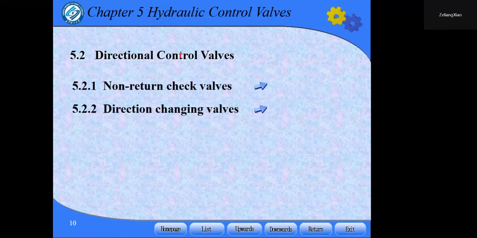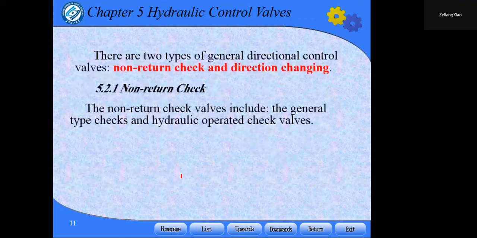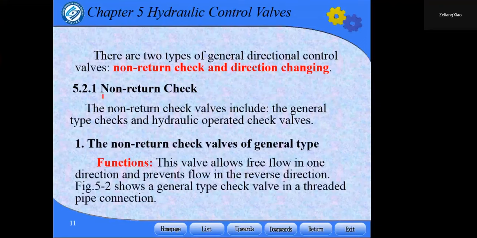Five point two, directional control valves. First is the one-way return check valves, and the second is direction changing valves. So there are two types of general directional control valves: one-way check and direction changing. In this figure, the one-way check valves include the general check valves and the hydraulic operated check valves.